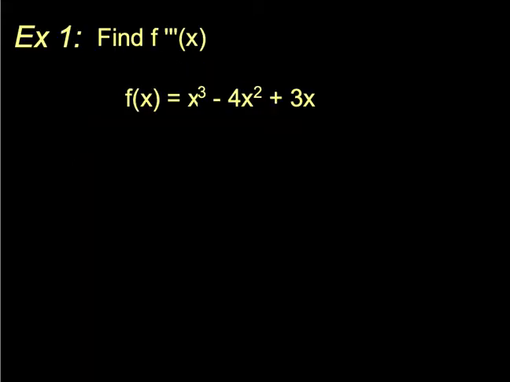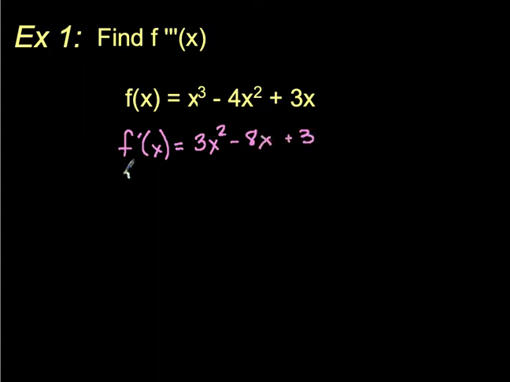So our first example asks us to find the third derivative of this polynomial function. So if it's a polynomial function, everything is just using the power rule, so it makes it nice and simple. So here's our original function. So I'm going to find my first derivative by using the power rule. So I have 3x squared minus 8x plus 3.